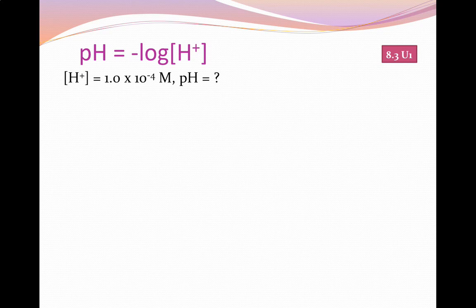Now you know the equation, but I want to write it down each time I do it anyways. So when you're doing problems, actually write down what you're doing to it. So pH is equal to the negative log of 1.0 times 10 to the negative 4.